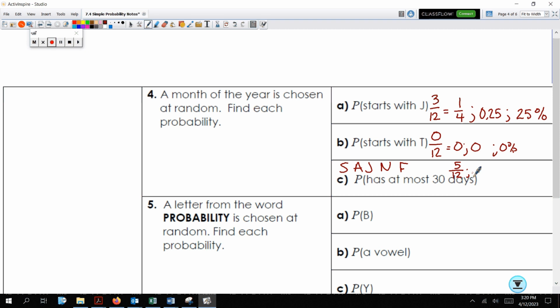If I divide that and get the decimal, that gives me 0.4167. If I multiply that times 100, that gives me 41.67%. That was crazy.